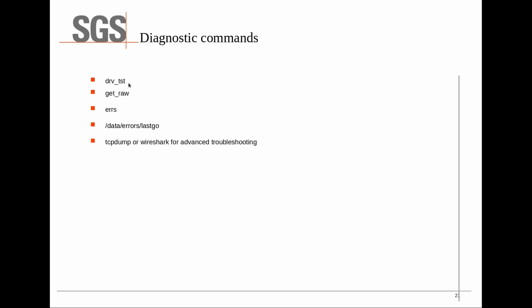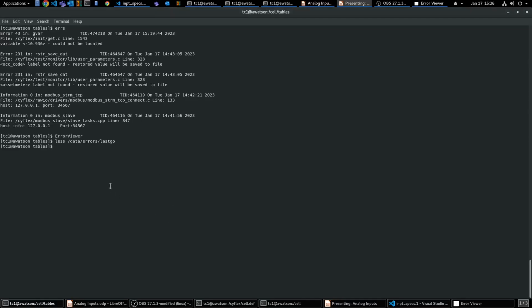Then we've got the driver test and get raw. Get raw is going to look at the raw value that's being written to the channel that was created when you ran AI attribute. So we've got our variable that we can see with GVAR.